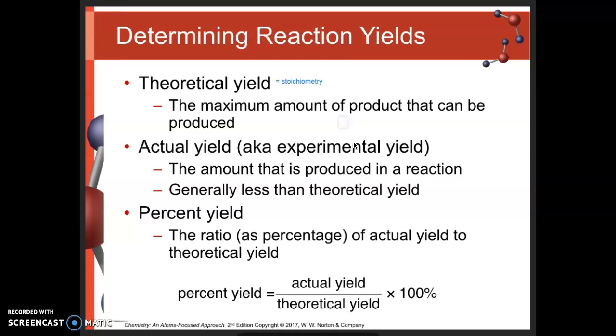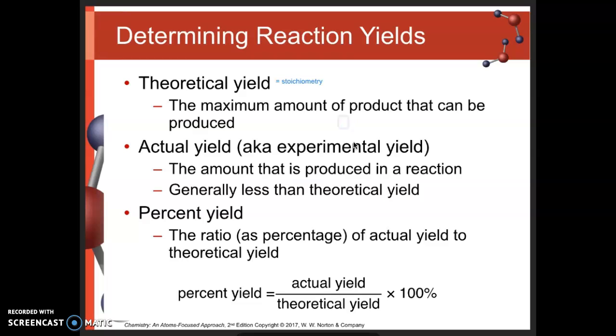Now, theoretical yield often differs from actual or experimental yield. And this is the actual amount. So I take that 30 grams of reactant A and that 20 grams of reactant B, I put them together, and how much product do I actually get? That's my actual yield, or my experimental yield. And generally speaking, this yield is going to be less than the theoretical yield. We're always going to get less than what we expect.